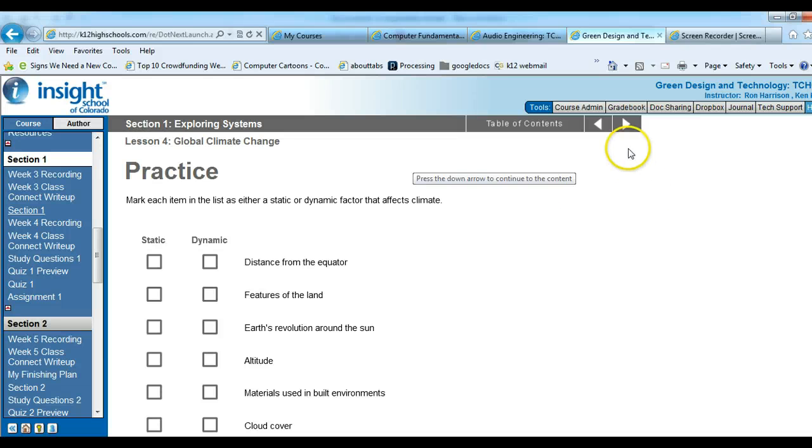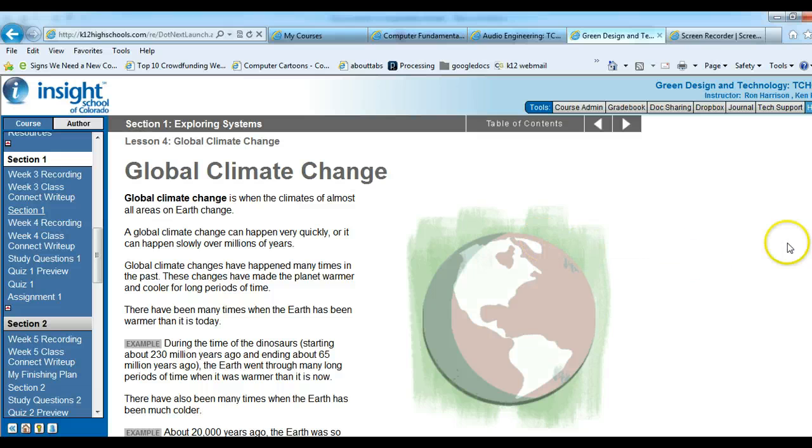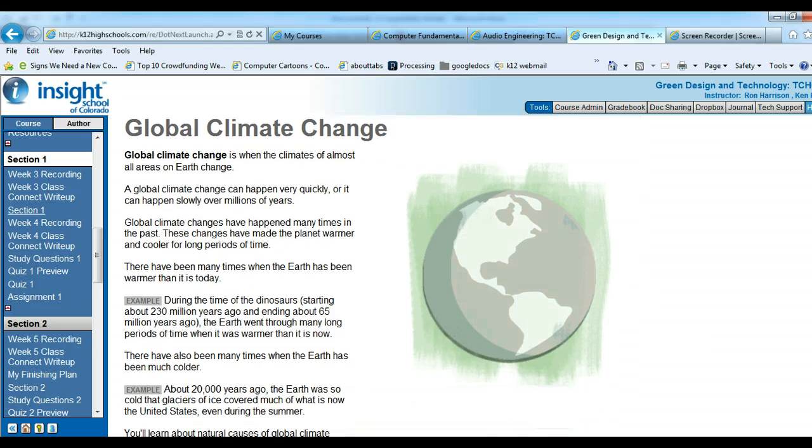Now here are some things to check, to see how well you did on what you learned from the last couple of slides. Global climate change. It's when almost all areas of the Earth change. And the reason all areas change is because we are in a closed system. So if there's a change in one area, then it's going to change somewhere else. It could have the opposite effect somewhere else.